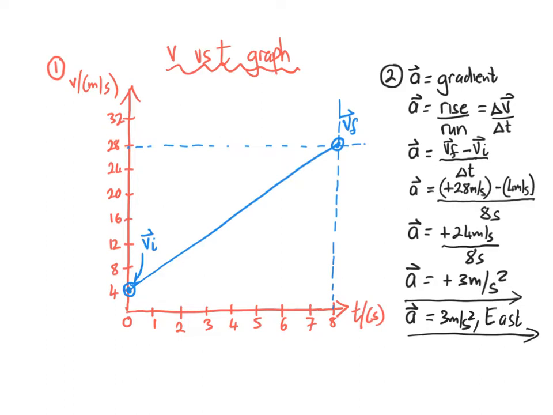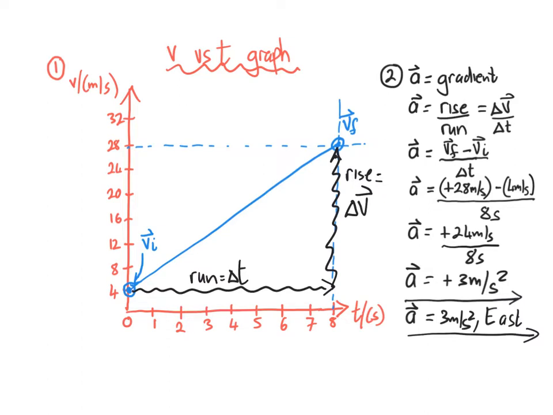Now, the second question asks us to use the graph to determine the gradient. So the acceleration is the gradient, and acceleration by definition is rise over run. The run being the change in time, in other words the time interval, and the rise would be the change in the velocity. So this is rise and this is run.